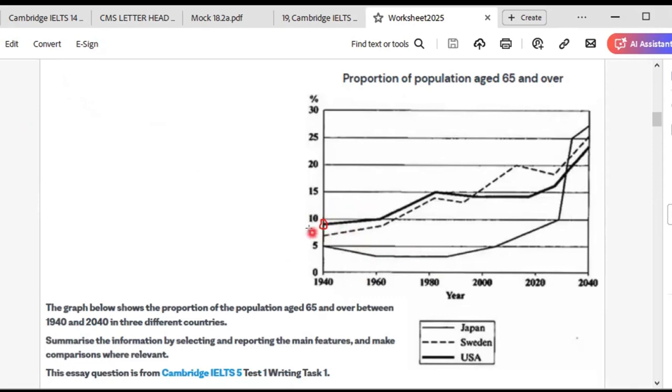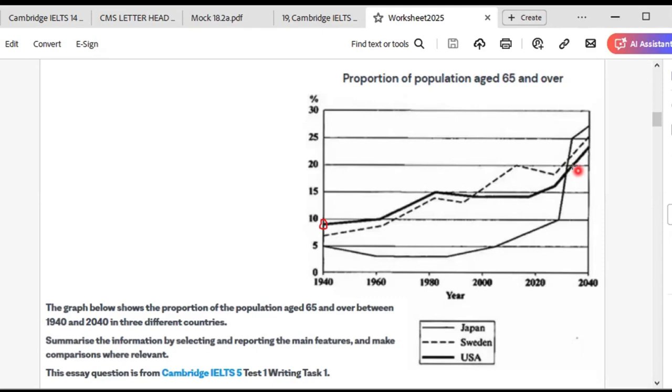I will say that in 1940, the proportion of the population of the US that was 65 years and above was 9%. This figure increased slightly to 10% in 1960 and further to 15% in 1980. After 1980, however, there was a slight drop to about 14% in 2020. But afterwards, the figure increased. And by 2040, my tenses will change now. 2040 is in the future. And by 2040, the proportion of the population of US that will be 65 years and above will be about 24%.